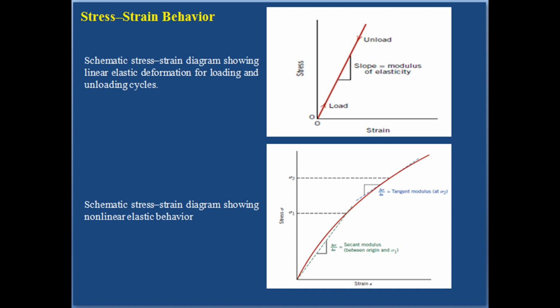For metals, the anelastic component is normally small and is often neglected. However, for some polymeric materials, its magnitude is significant. In this case, it is termed viscoelastic behavior. This is all about the stress-strain behavior. We have discussed anelasticity, then the linear and non-linear relationship between stress and strain.